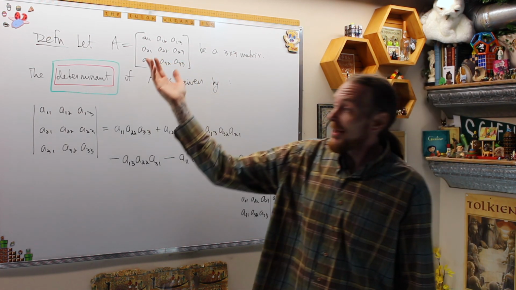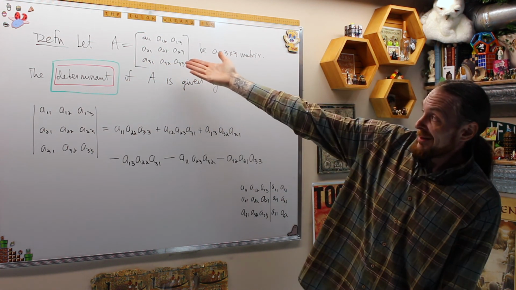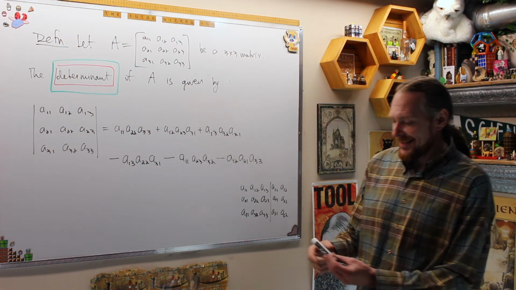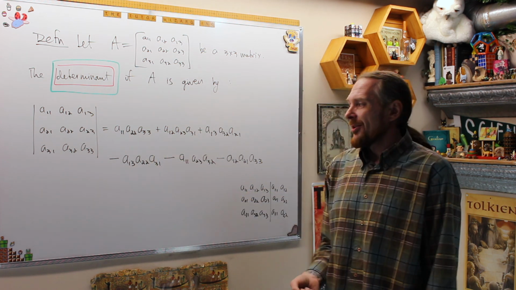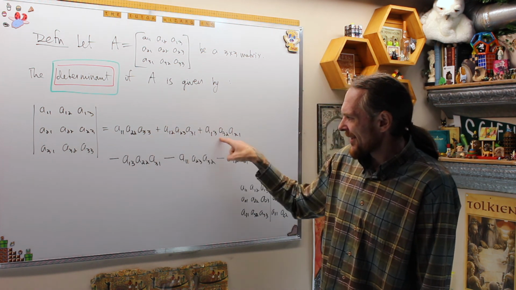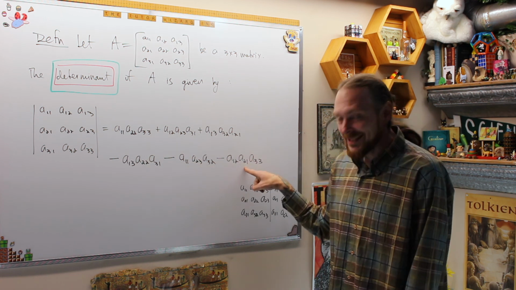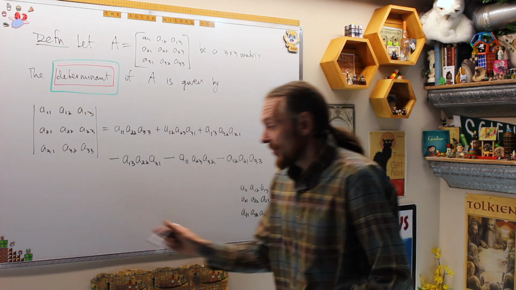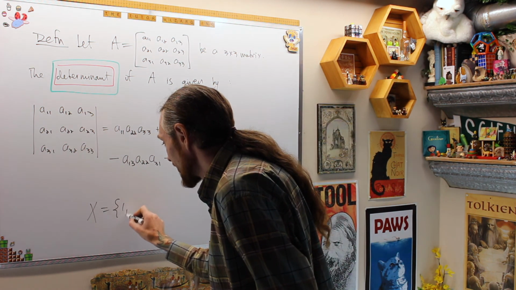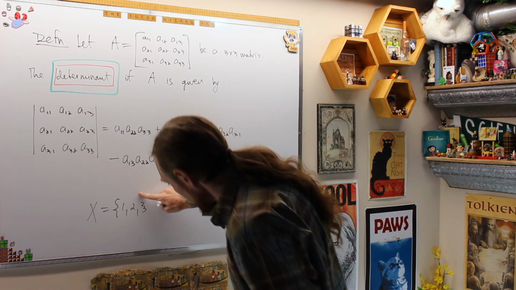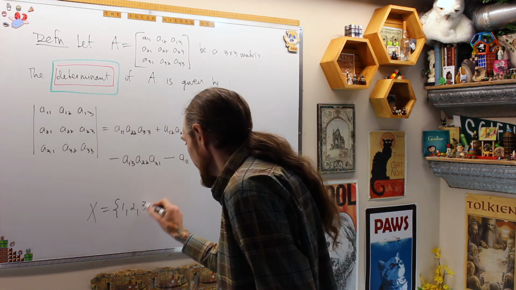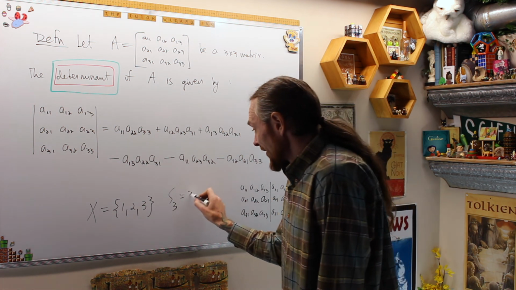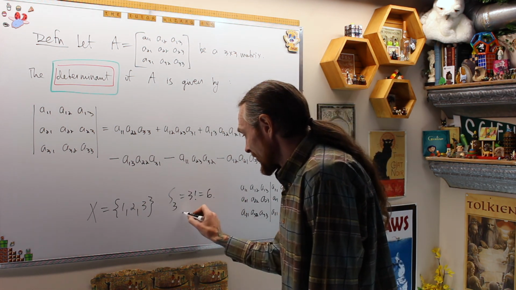All right, the definition of a 3 by 3 determinant: here's a 3 by 3 matrix. What is the determinant? It's this hot mess. This is technically the definition of a 3 by 3 determinant. Notice first of all, I've got 1, 2, 3, 4, 5, 6 terms. 3 of them are positive and 3 of them are negative. Then the permutation group S3 has 3 factorial, which is 6 permutations in it.